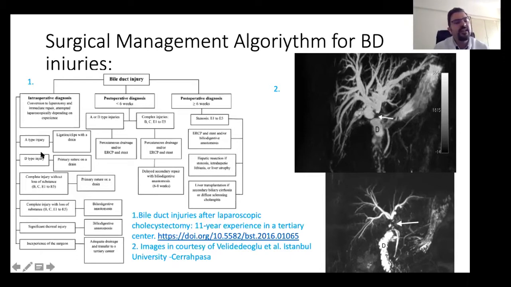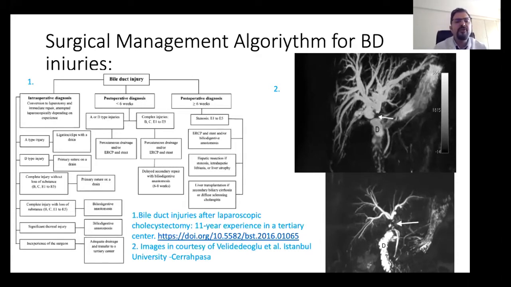If it's a type D injury, a lateral injury to the common hepatic duct, then sometimes a little primary suture and drain or T-tube might be necessary, according to the size. You can manage it laparoscopically or by laparotomy, but intraoperatively. But when it goes to a complete injury of the common hepatic duct, it gets more complex. Then you have to do a biliodigestive anastomosis, like a hepaticojejunostomy, depending on the stump of the common hepatic duct that is there, or depending on the side of the injury. So you might not be able to do it in the same session.